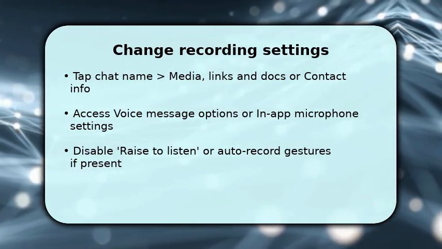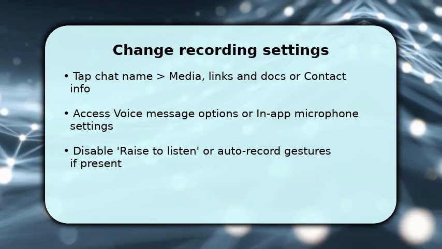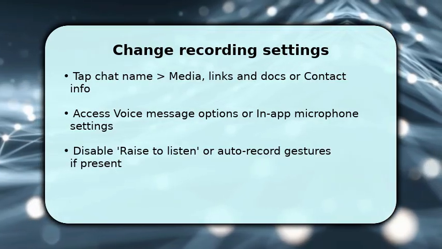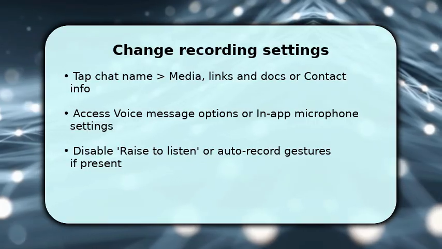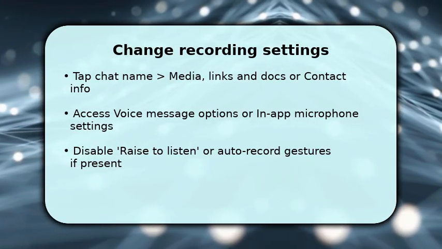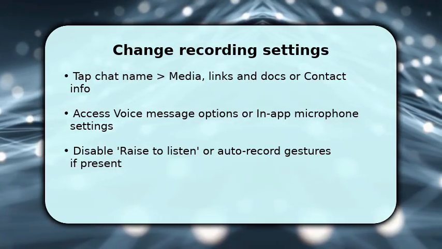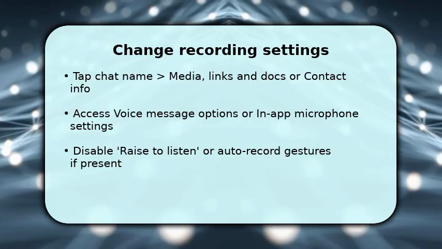Once found, turn off auto-record gestures, slide to record, or any press and hold behavior if an alternative switch exists. This stops accidental recordings. If your app lists advanced voice message options, disable automatic saving or transcription features too. Make sure to back out gently so changes persist, then test with a short tap.